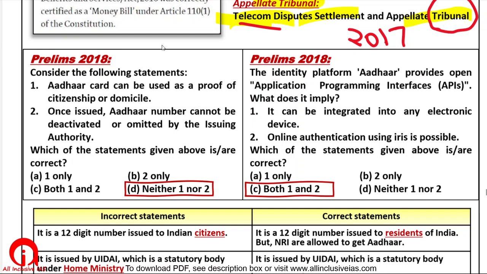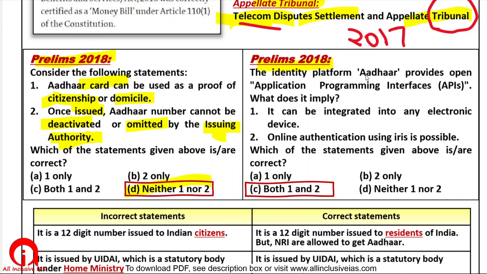Anyways, two previous year questions on Aadhaar. Prelims 2018. Aadhaar can be used as a proof of citizenship or domicile. No, Aadhaar is not a proof of citizenship. Aadhaar is a proof of identity, right? Once issued, it cannot be deactivated or omitted by the issuing authority. Wrong, it can be. Many times some people somehow got duplicate Aadhaars, so UIDAI, which is the issuing authority, has deactivated many Aadhaars. So both statements are wrong.